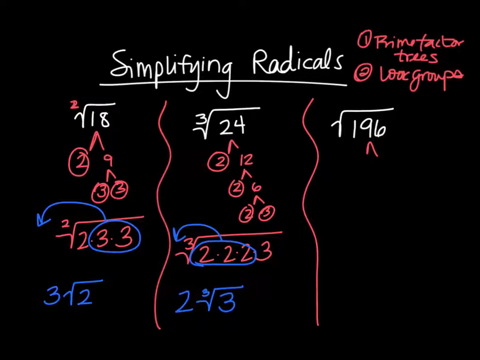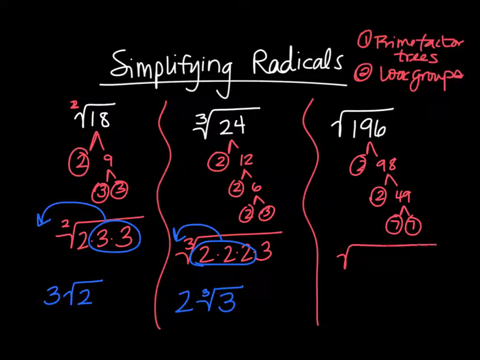196. So if I break that down, let's see, that's going to give me 2 and 98 and 2 and 49. Now, I tend to just do 2's first so I can get smaller numbers more quickly. 7 and 7. So that's going to give me the square root of 2 times 2 times 7 times 7. Now notice this time I'm not writing the 2, but secretly square root means I need groups of 2. So I've got one group, another group.